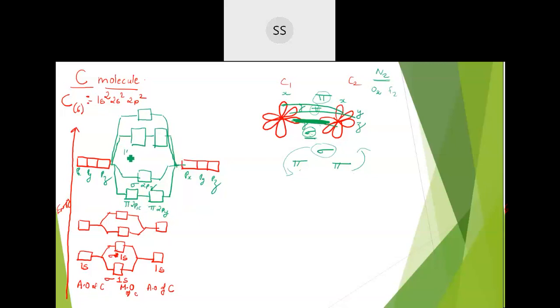So here this will be pi star 2px, then pi star 2py. Above that you will have sigma star 2pz. Okay. So this is how you need to draw for carbon till nitrogen. You will be drawing the atomic orbital in this fashion.